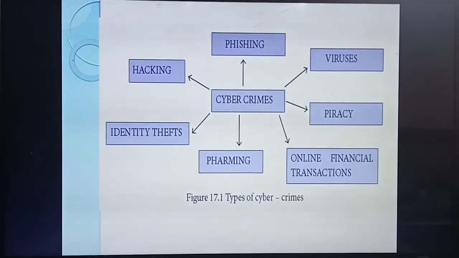Okay, so types of cyber crimes. What are the crimes, what are the possibilities to take your data or your information from your systems or tablets or anything? Okay, this is an important diagrammatic question. So these are the types of cyber crimes. Okay, so what are the types of cybercrime? Phishing, viruses, piracy, online financial transactions, farming, identity theft, and hacking. Okay, so once more, if there is a question like this, explain or write the types of cybercrimes.